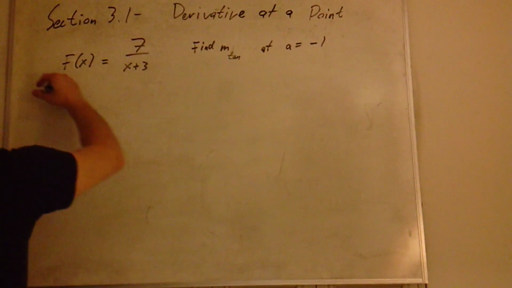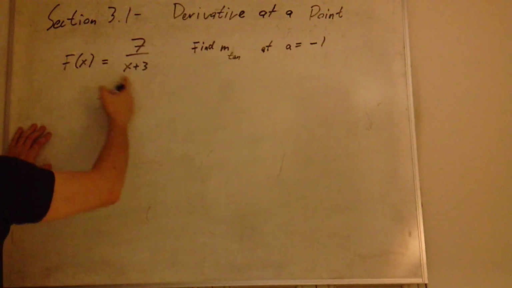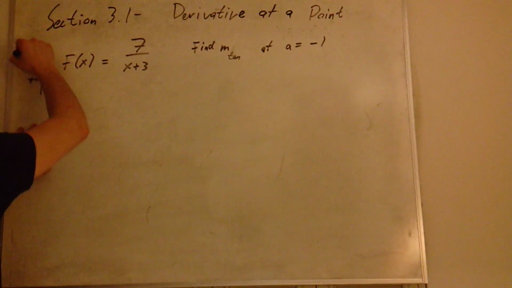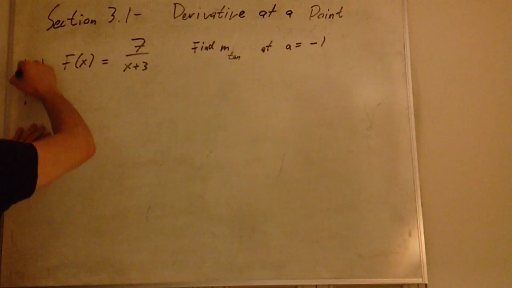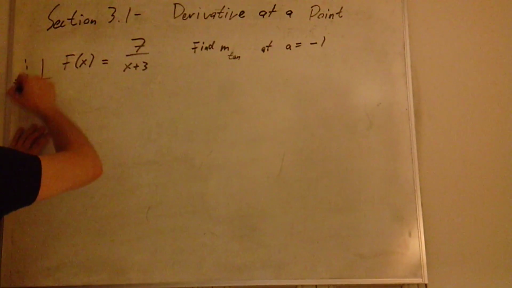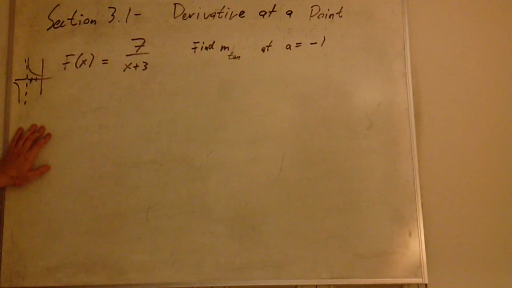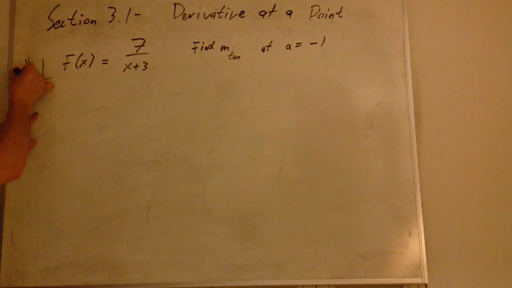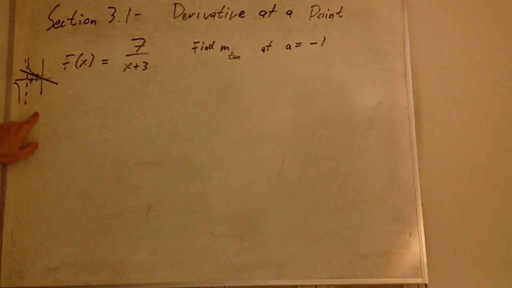So this is probably going to be some kind of rational function with a vertical asymptote at negative 3. So it's probably doing this and this. I want the slope here. I'm expecting a gentle negative.